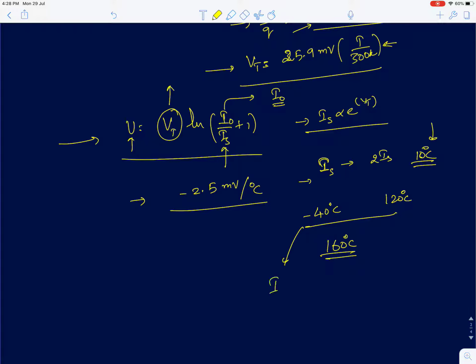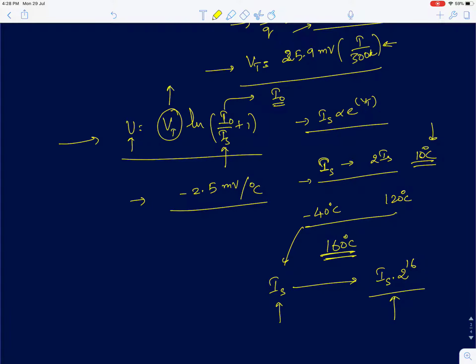If Is was the reverse saturation current at minus 40 degrees, at 120 degrees the value of Is will be Is into 2 power 16, because in steps of 10 degrees you have to reach 16 times. 16 into 10 is what you get. So eventually the Is value will be 2 power 16 times, which is several orders of magnitude compared to the value at minus 40 degrees. That is why reverse saturation current is a very important parameter.